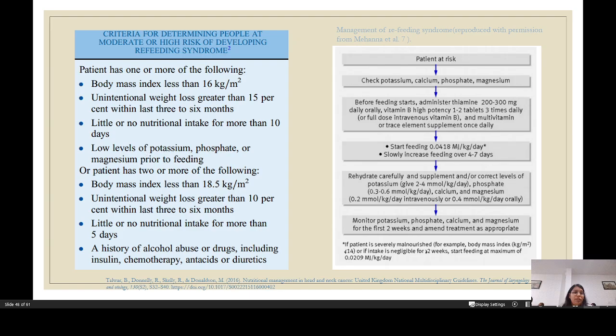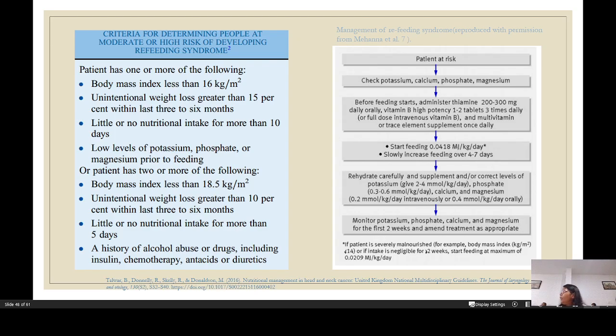Or it includes a patient who has two or more of the following: body mass index less than 18.5 kg per meter square, unintentional weight loss greater than 10% within the last 3 to 6 months, little or no nutritional intake for more than 5 days, or a history of alcohol abuse or drugs including insulin, chemotherapy, antacids, or diuretics.